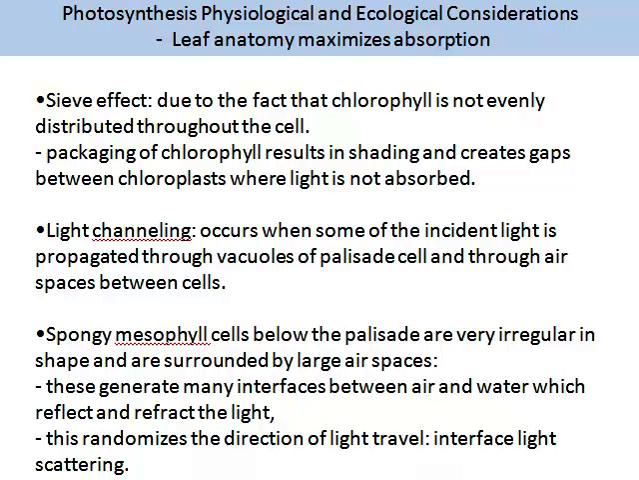The spongy mesophyll cells between the palisade are very irregular in shape and are surrounded by large air spaces. This generates many interfaces between air and water which will reflect and refract the light. This has the consequence of randomizing the direction of light travel, interface light scattering.